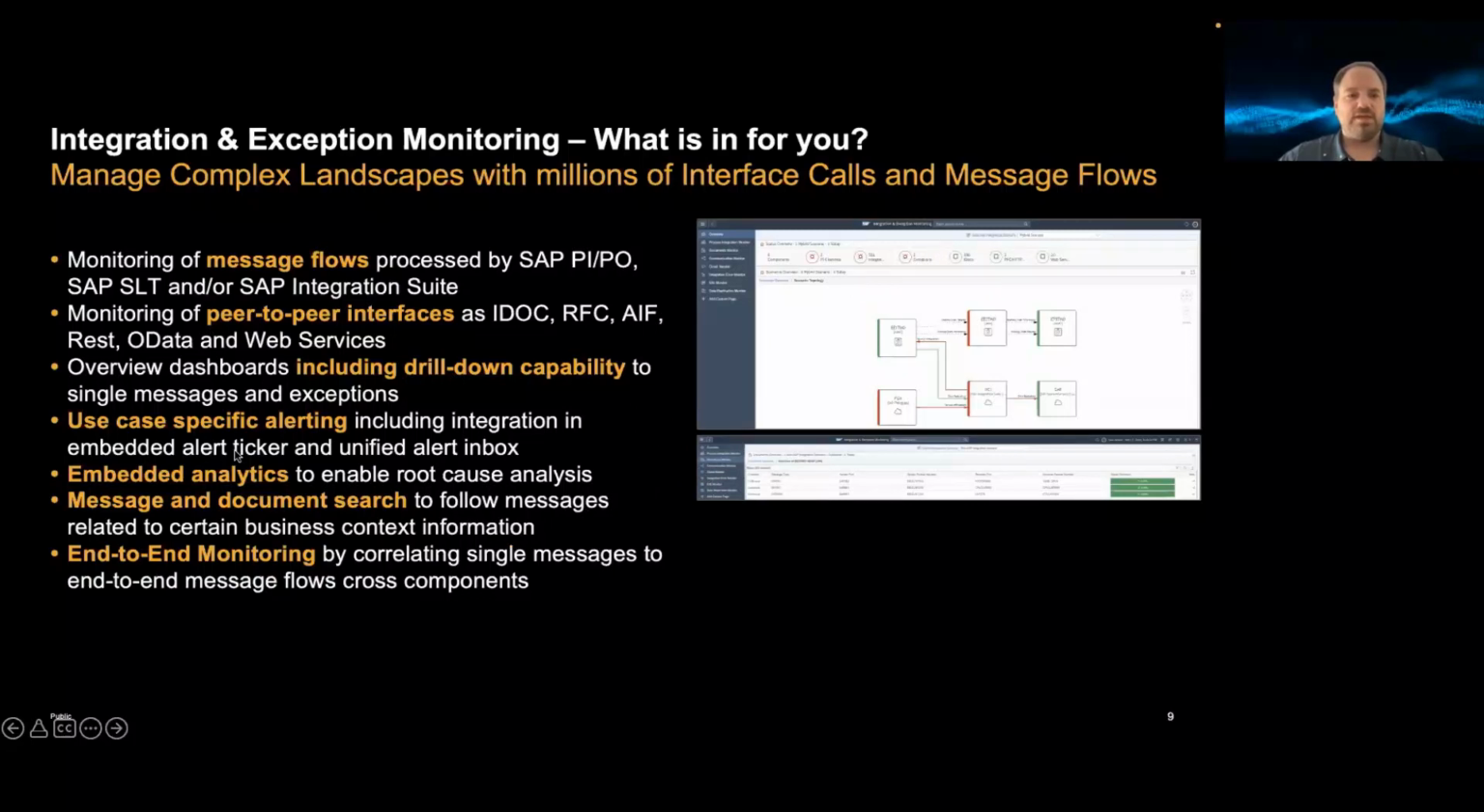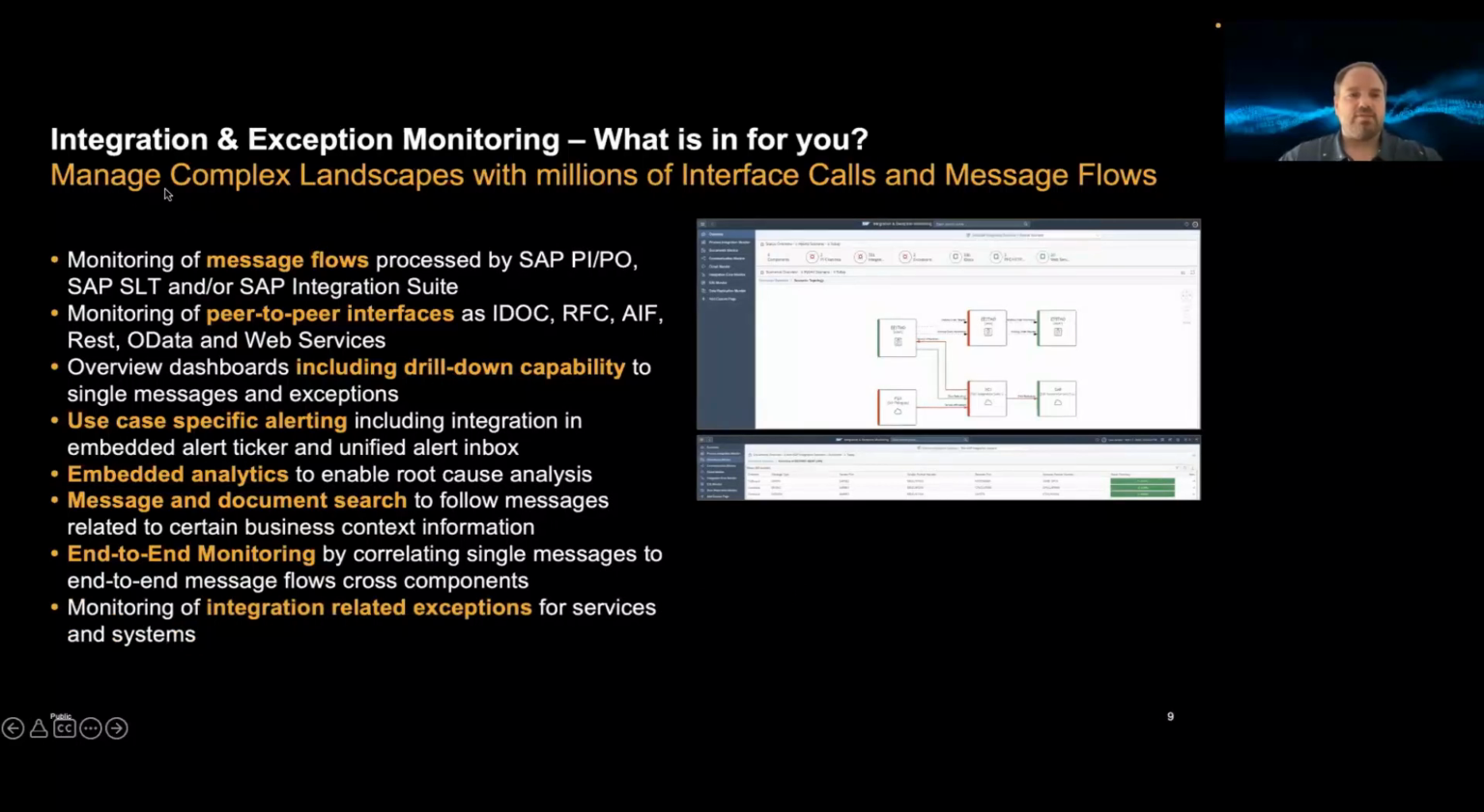On top of the application, we have a message and document search. You can simply follow the message related to certain business context attributes. So if you have an order number present, for example, and you would like to know in which messages this order number exists, then you can simply search for this order number and you will see the corresponding messages. We have an end-to-end monitoring available where we simply correlate single messages to an end-to-end message flow across components.